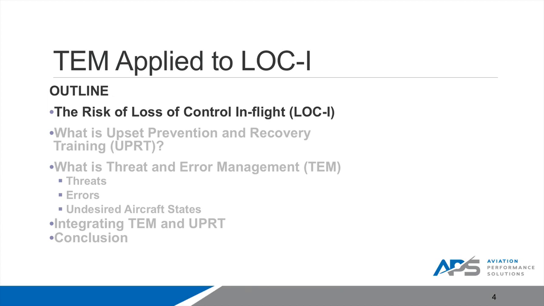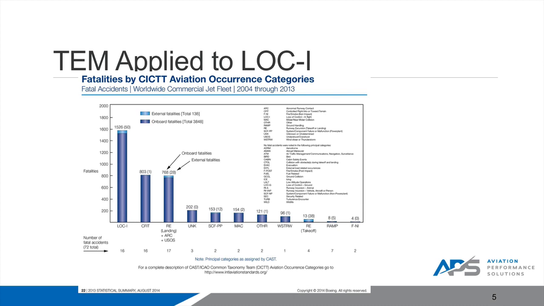So first, loss of control in flight risks. Loss of control in flight does remain the leading cause of fatalities in commercial and general aviation. The air transportation industry and national aviation authorities have begun to make reducing loss of control in flight mishaps a priority. The National Transportation Safety Board identified reduction of loss of control in flight as one of their top 10 priorities.